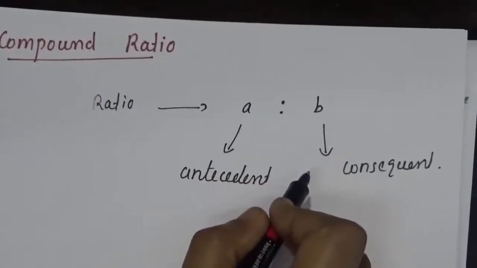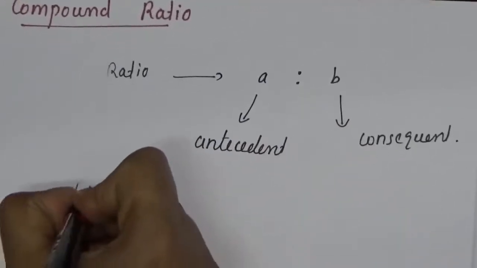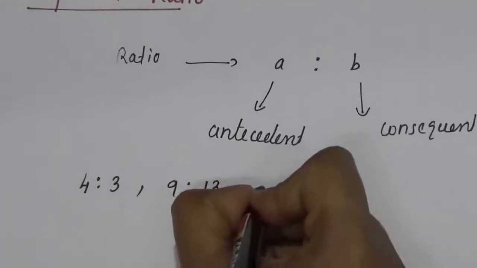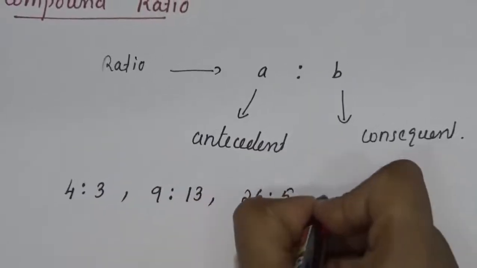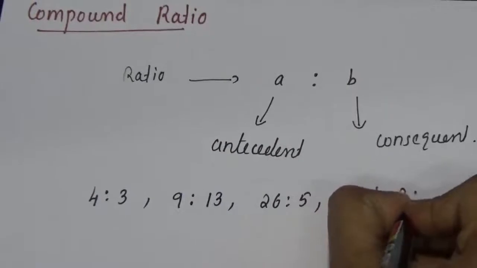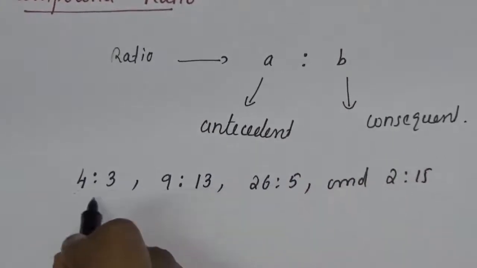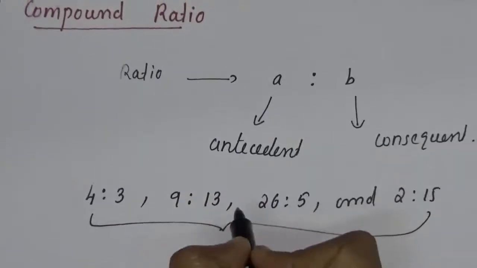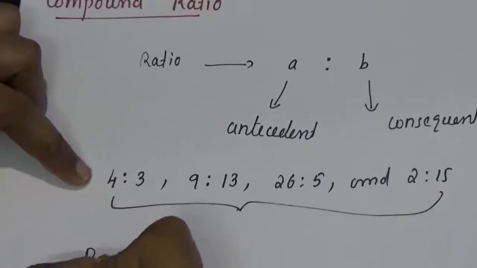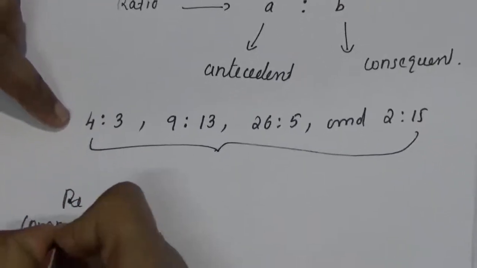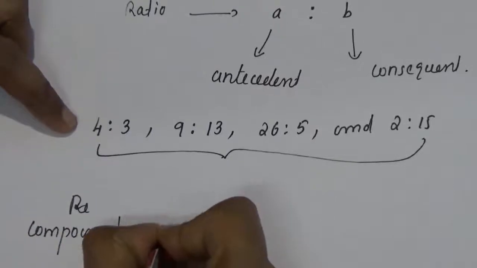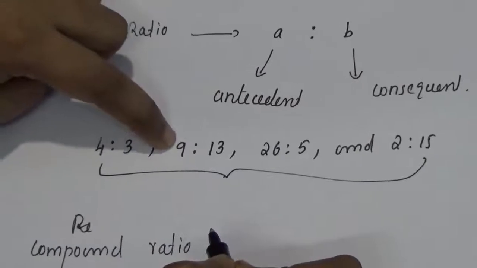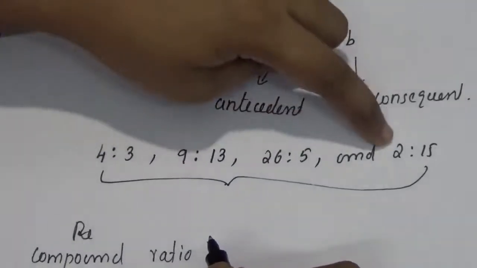For example, 4:3, one ratio, 9:13, other ratio, 26:5, other ratio, and we have one more ratio, 2:50. Suppose we need to find the ratio compounded for the 4 ratios. To find the compound ratio, here we have in first ratio antecedent is 4, here antecedent is 9, here antecedent is 26, here antecedent is 2. So multiply the antecedents.